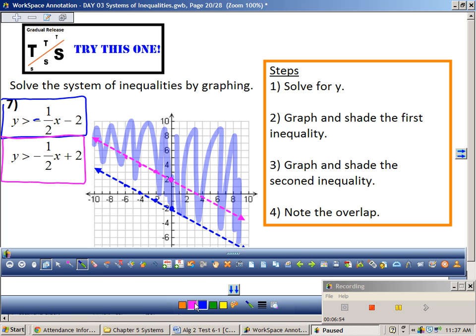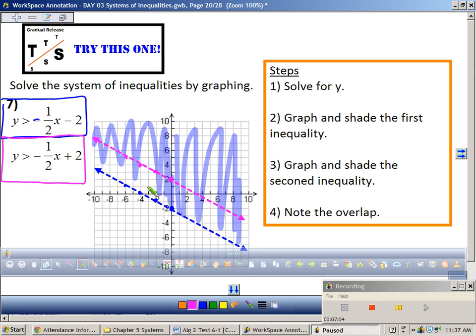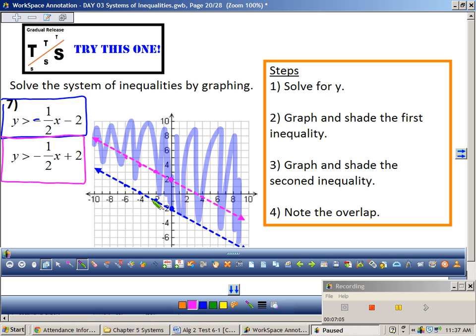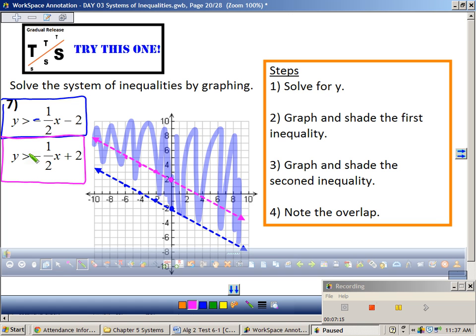Now, let's talk about shading it with this pink line. Am I going to shade above the line or below the line? Above. You don't look at this and say, oh, since we shaded up on the last one, let's shade down for this one. It has nothing to do with the graph. It has everything to do with this inequality. So since this inequality says greater than, I need to shade more or up. So I'm going to shade above my pink line.